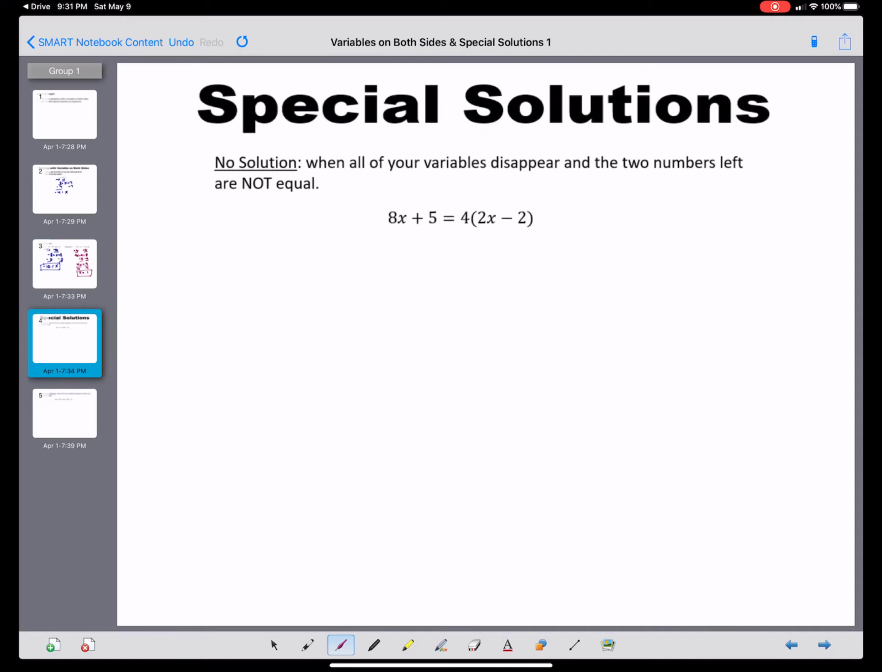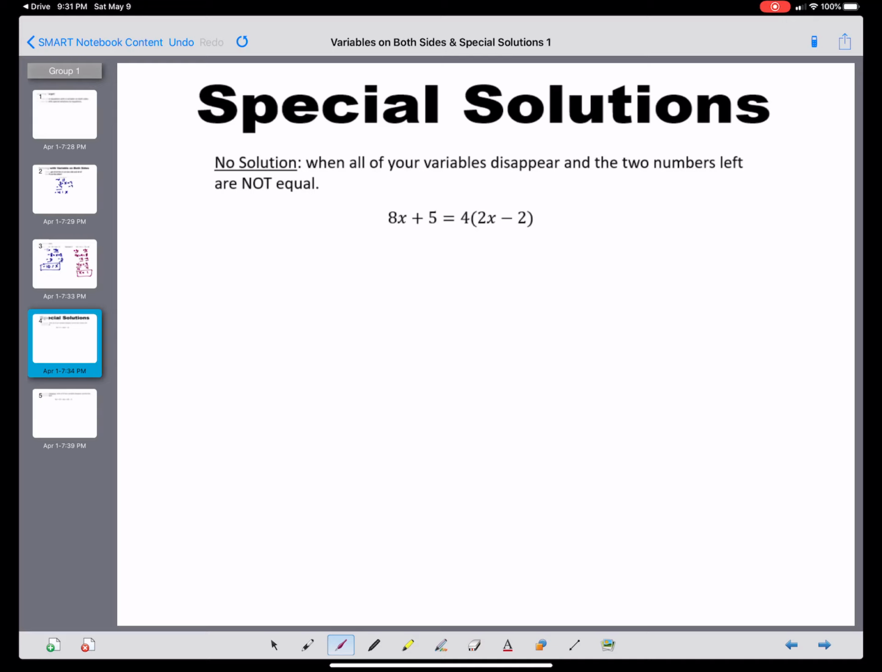Okay, so now we're going to look at special solutions. So we have two different kinds. The first kind says no solution. It's when all your variables disappear and the two numbers left are not equal to each other. So let's take a look at this.